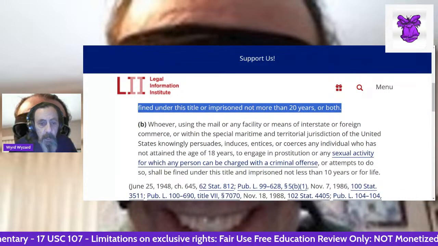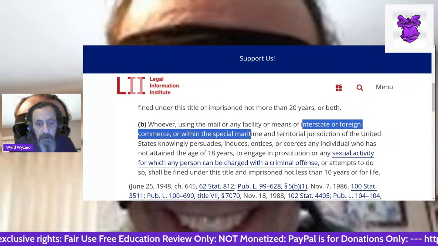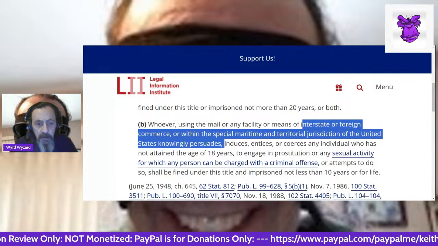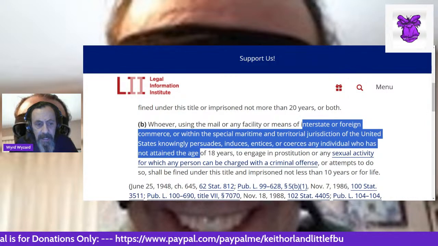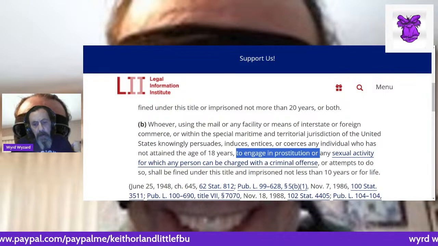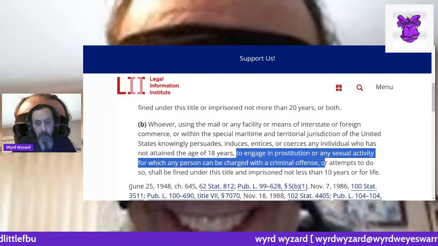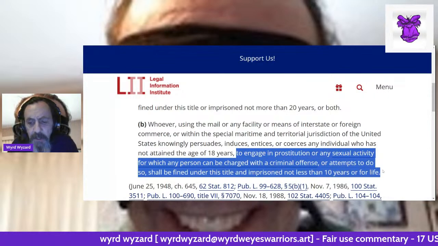Whoever using the mail or any facility or means of interstate or foreign commerce or within the special maritime and territorial jurisdiction of the United States knowingly persuades, induces, entices, or coerces any individual who has not attained the age of 18 years to engage in prostitution or any sexual activity for which any person can be charged with a criminal offense or attempts to do so shall be fined under this title and imprisoned not less than 10 years or for life.